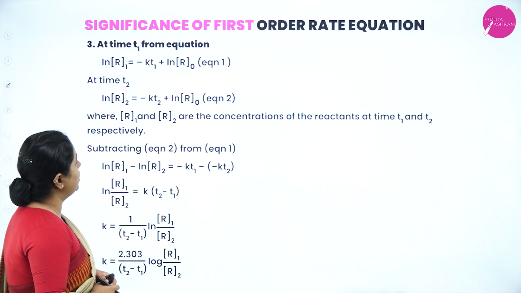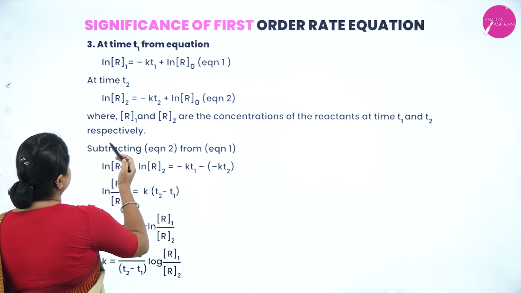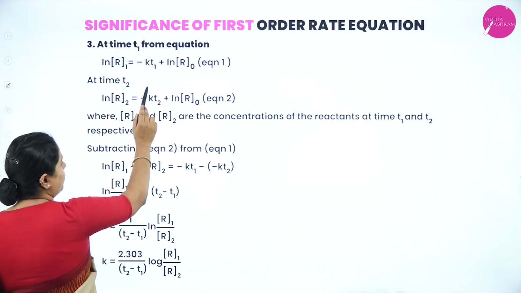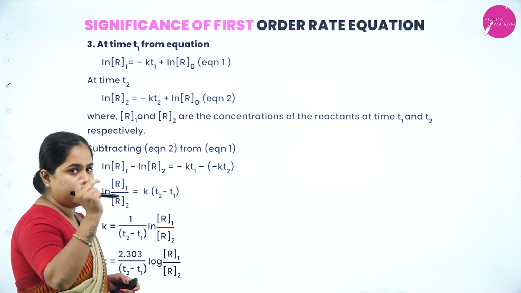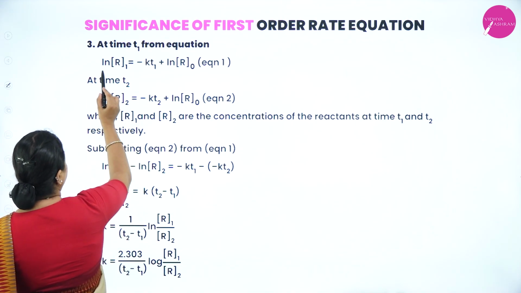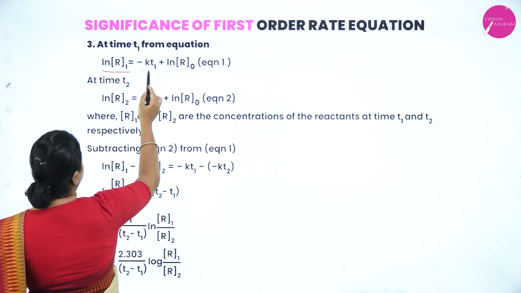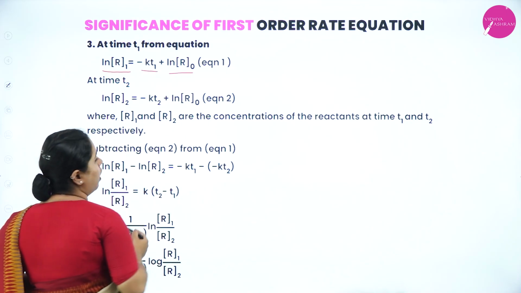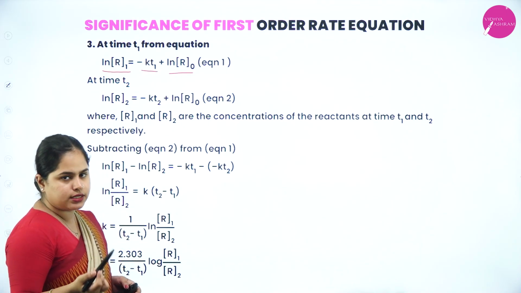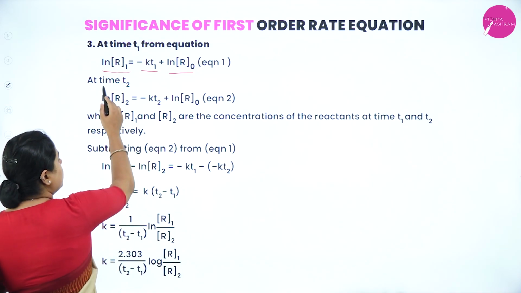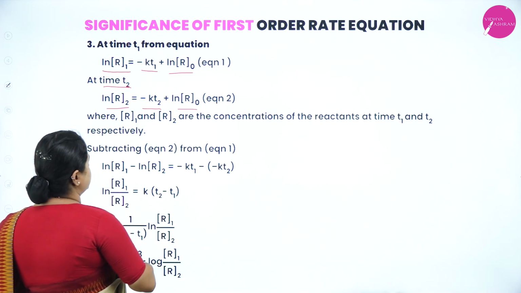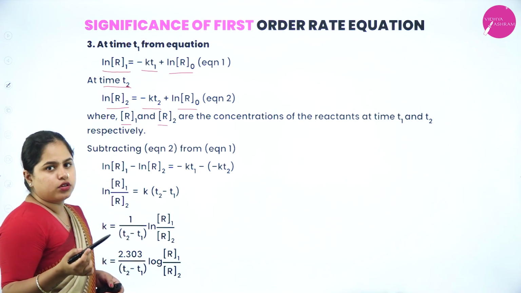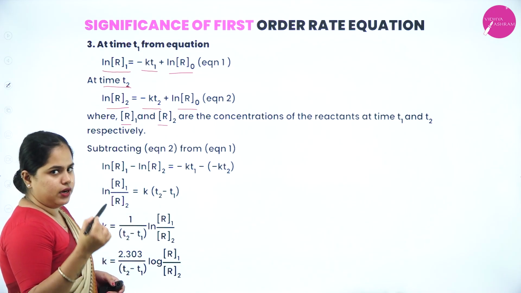Now moving on to the next one. From the equation ln R is equal to minus kt plus ln R0, we are going to consider it at two different times. For the time t1, ln R1 will be equal to minus kt1 plus ln R0. R0 will not change, right? It is the initial concentration. And at time t2, what you will get? ln R2 will be equal to minus kt2 plus ln R0. Now R1 and R2 are the molar concentrations of the reactants at time t1 and t2.